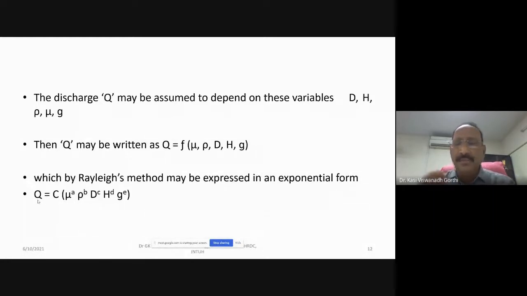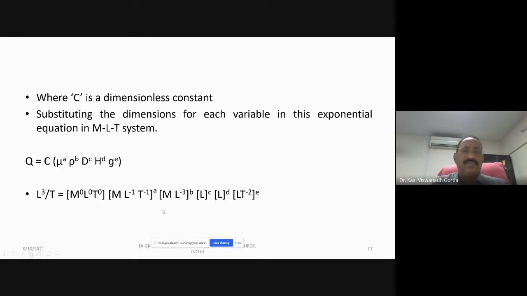What is the next step? You need to write the dimensional formula so that you will be able to solve by treating this entire exponential equation as a dimensionally homogeneous equation. You need to solve for the exponent variables a, b, c, d, e. C is a dimensionless constant.